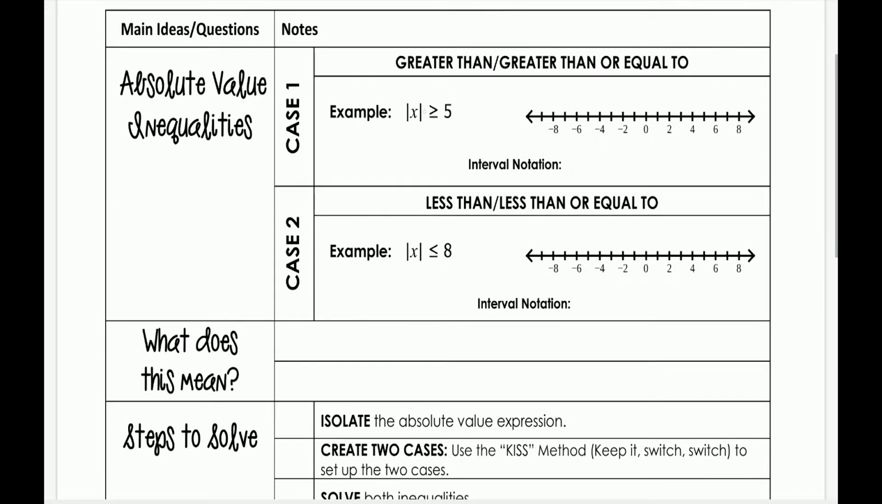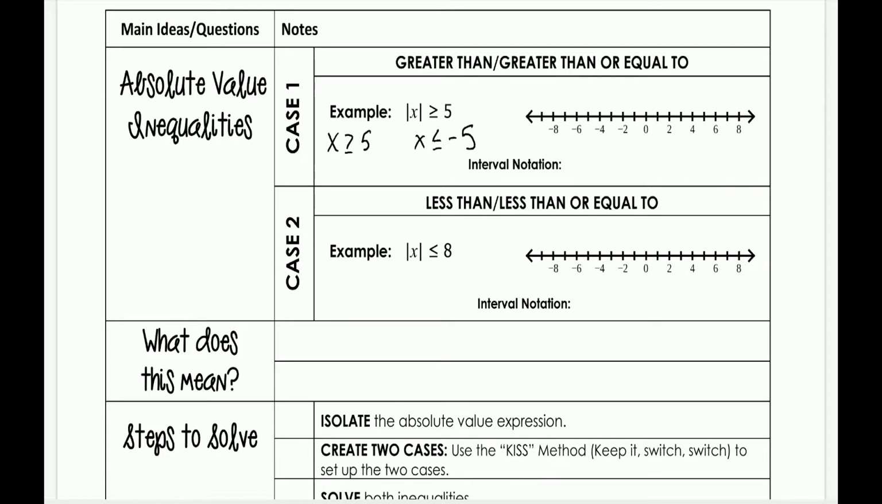So if we have the absolute value of x greater than or equal to 5, the way we solve this is we break it apart. We say, okay, x is either greater than or equal to 5, or x is less than or equal to negative 5. Okay? So the positive version stays the same, the symbol stays the same. And then if we make it the negative version, like we would in a normal absolute value equation, we just flip the symbol.